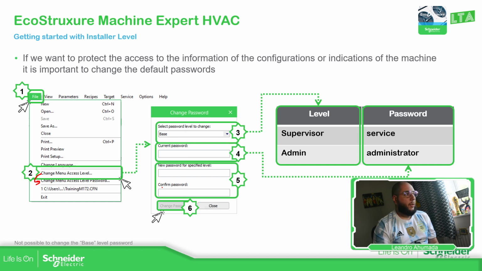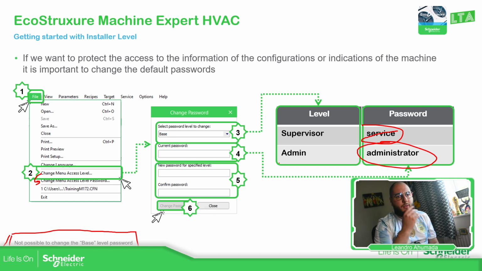In order to change the password, which is one of the first things you need to do, select the level, define the current password, which by default is service or administrator depending on the level selected, and then enter the new password. As it says here, it's not possible to change the base level. One thing I found while playing with it is: don't forget the password. I believe there is no way to reset it, so don't forget it.